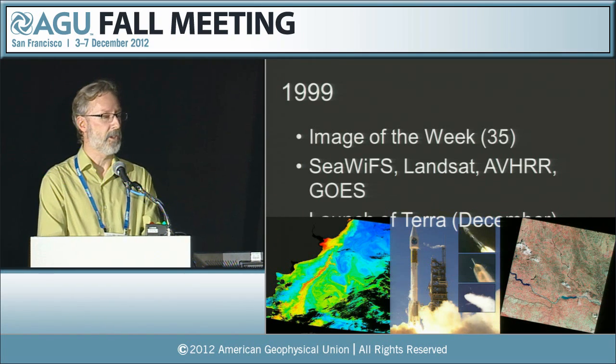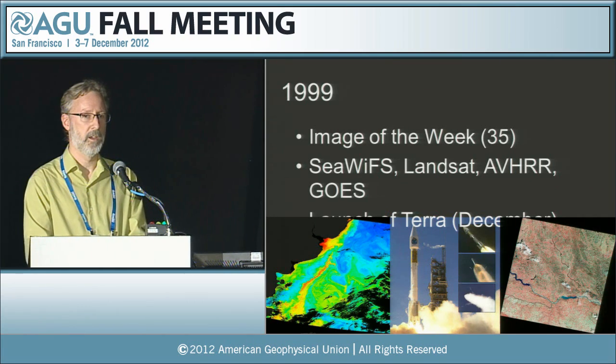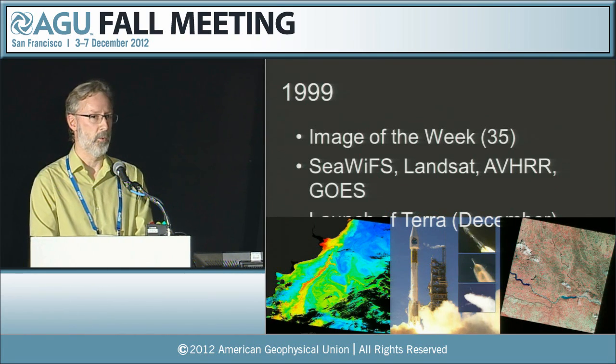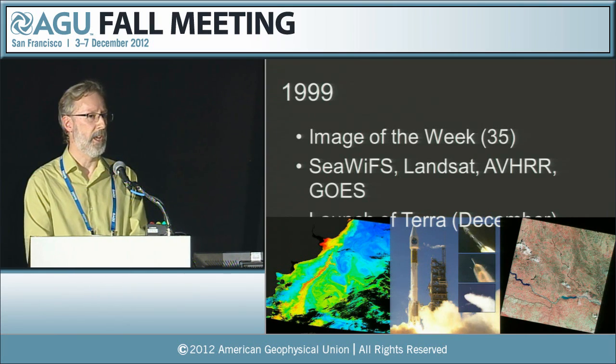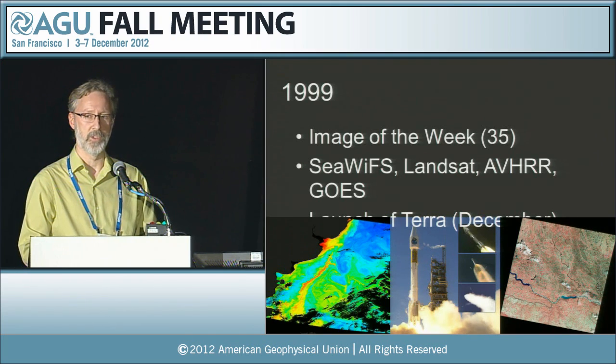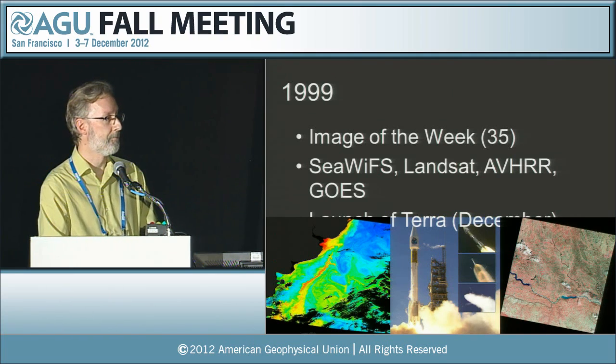In 1999, when we started, it was pretty much all we could do to manage an image of the week. The systems that were online and had data available consisted really of SeaWiFS, Landsat, GOES, and AVHRR. And even then, lots of data was not easily accessible, so providing any kind of quick turnaround was extremely difficult. That started to change that year with the launches of the Terra satellite and also Landsat 7, which came online that year.